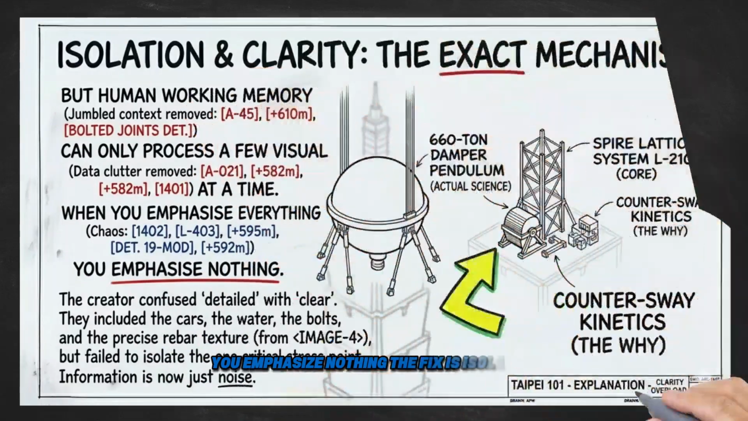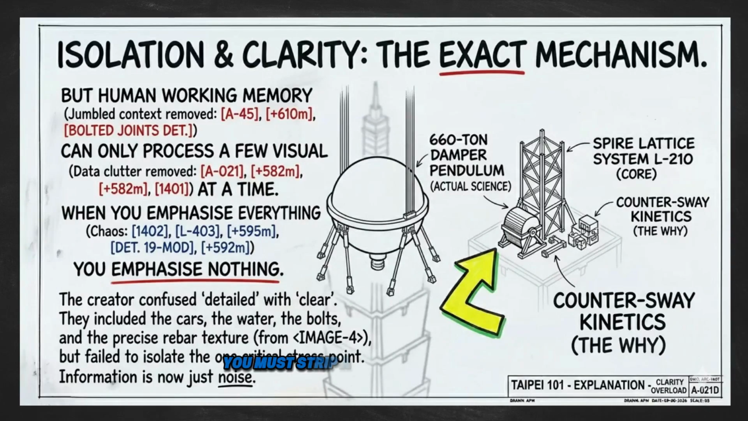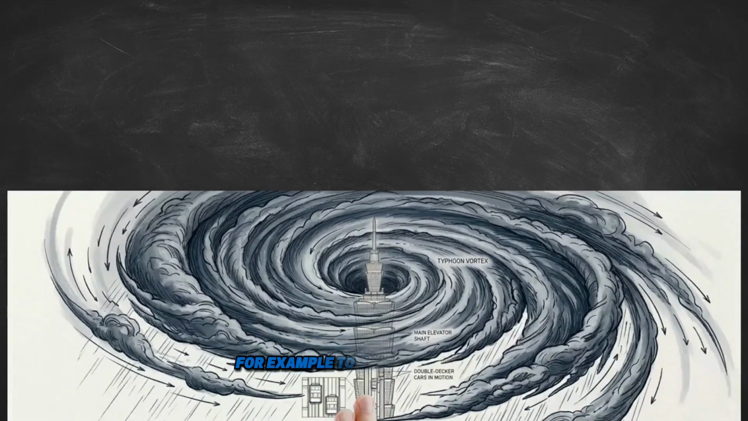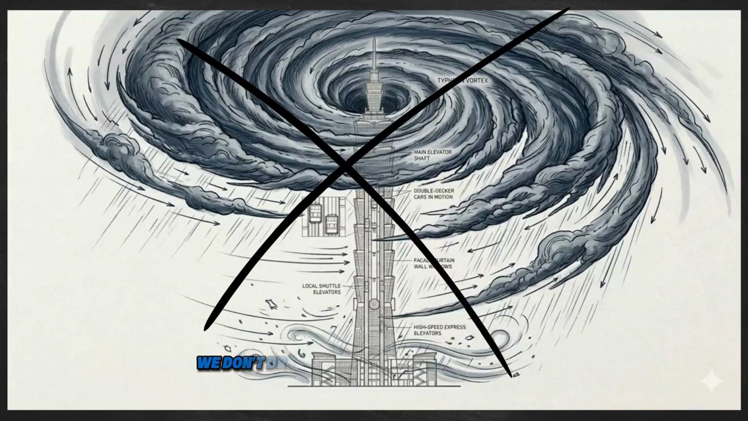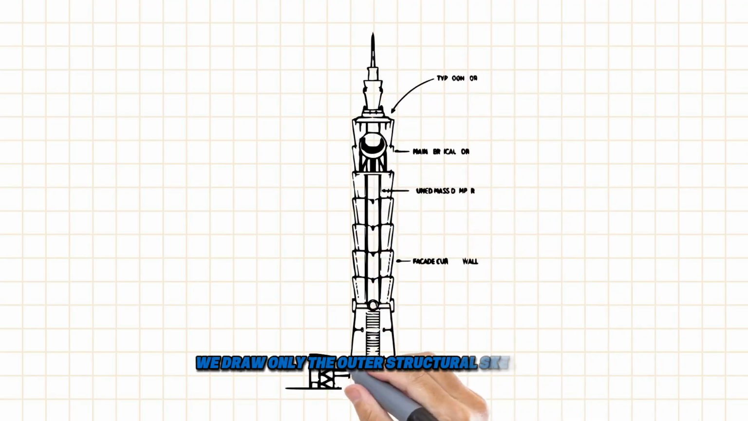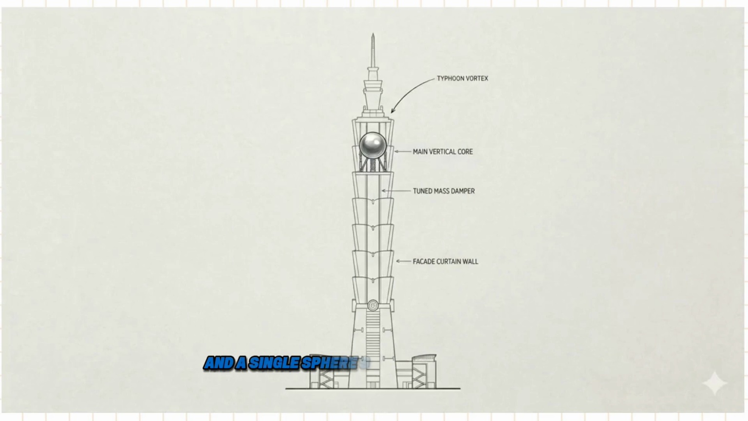The fix is isolation. You must strip away 90% of the object and isolate only the exact mechanism doing the work. For example, to explain how Taipei 101 survives a typhoon, we don't draw the windows or the elevators. We draw only the outer structural skeleton and a single sphere suspended near the top. Suddenly, the viewer knows exactly where to look.